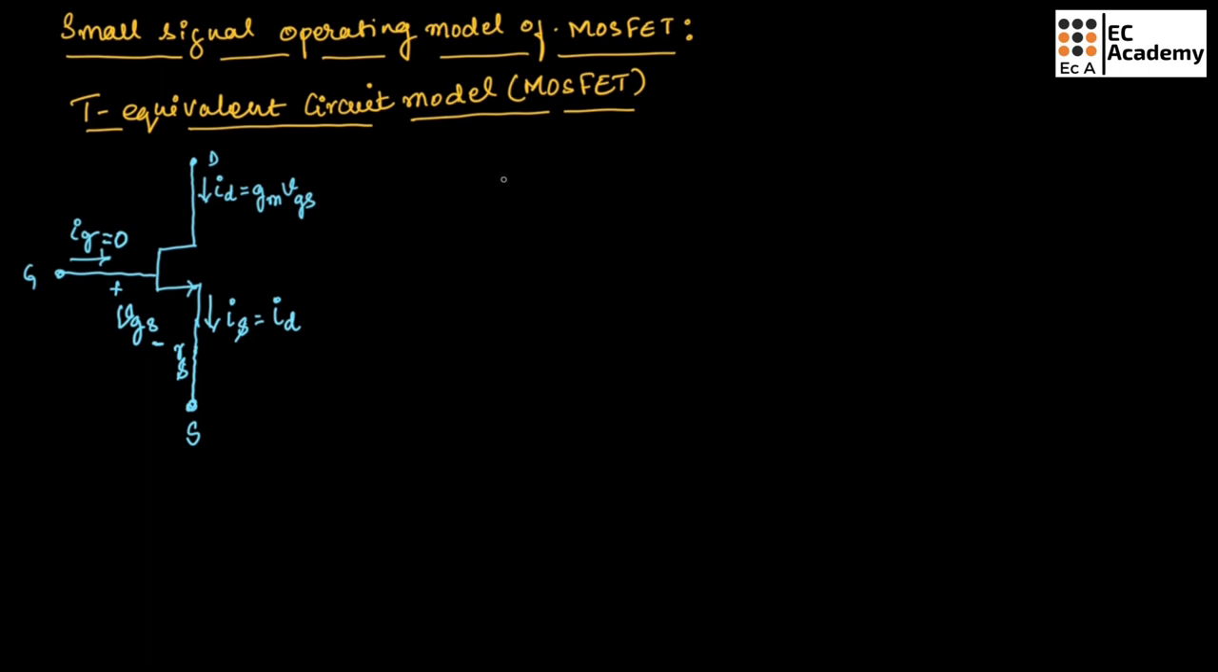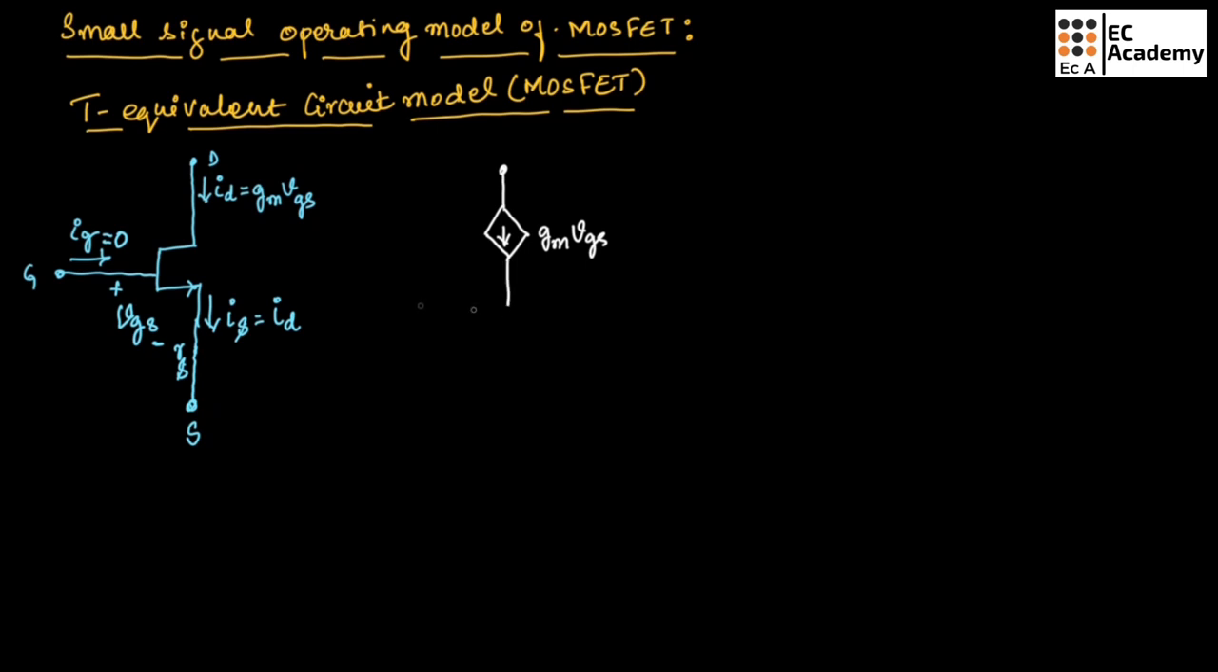Now let us consider the drain terminal. Across the drain terminal, we can write a dependent current source. That value will be equal to gm VGS. So similar to this circuit, we are having ID equal to gm VGS. This gm VGS can be written in the form of a dependent current source.